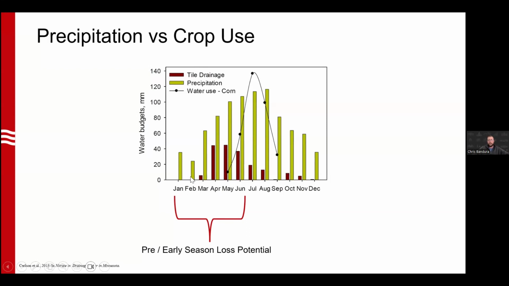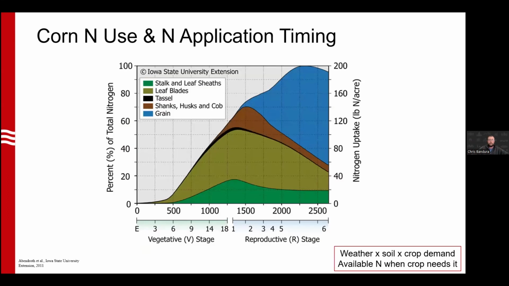So you can see that between preseason and about June, plus or minus a few weeks there, we're getting a fair amount of precipitation with very little crop use. So there is that early season nitrogen loss potential that exists out there.